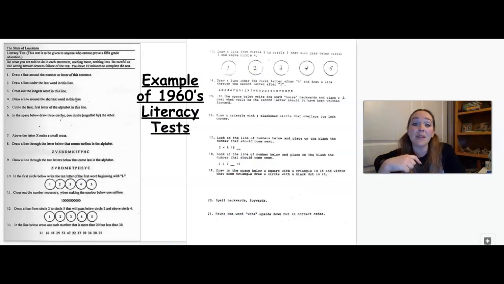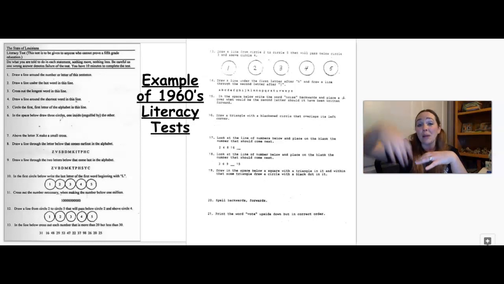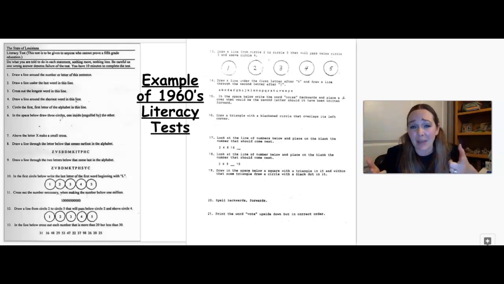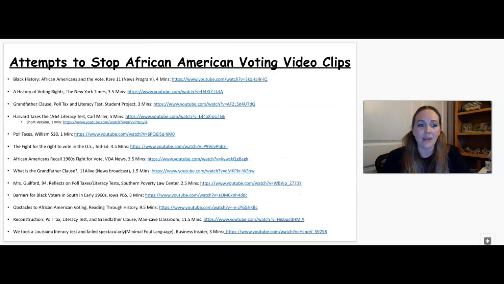We had this on the 7.3 PowerPoint, but in case you didn't get to take the time, those literacy tests went all the way up through the 1960s. People in your life, not all of them, but some of them, were alive when these literacy tests were a thing, stopping people from voting. So if you didn't look last time, push pause and take a look this time at some of these questions. Just ridiculous. Things like draw a triangle with a blackened circle that overlaps its left corner. Draw a line from circle 2 to circle 5 that will pass below circle 3 and above circle 4. Just things that are purposely confusing. If you missed one question, you couldn't vote.